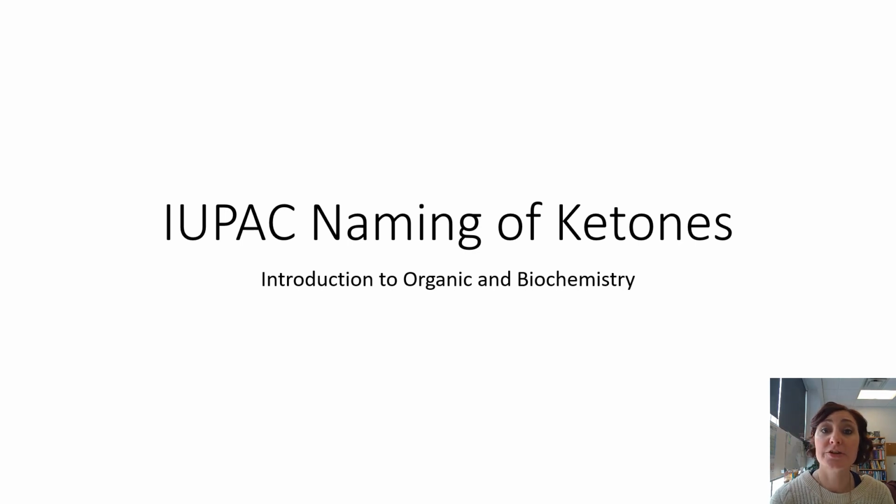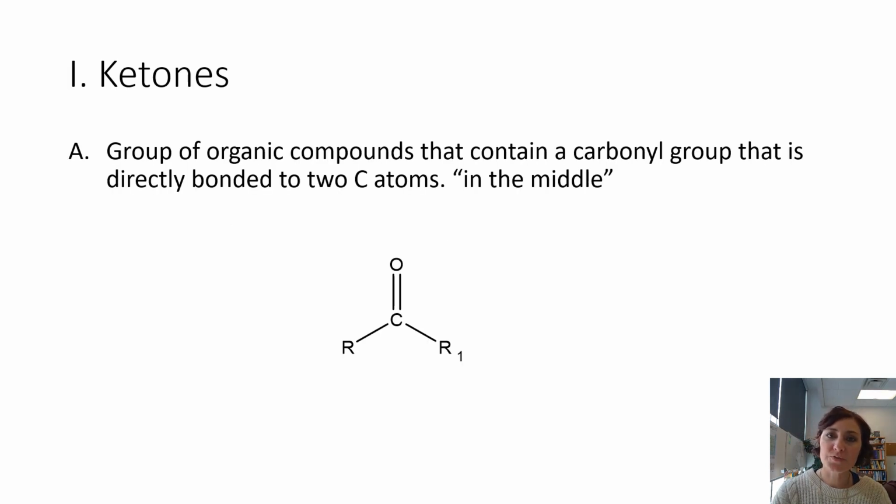In this podcast, we're going to learn how to use the IUPAC naming system for ketones, and we're going to do some examples as well. Ketones are a group of organic compounds that have a carbonyl group in them, just like aldehydes, but instead of that carbonyl being on the end of a carbon chain, like an aldehyde, the carbonyl is going to be between two other carbon atoms, so we would consider it in the middle. So here you can see our carbonyl is in between two R groups.